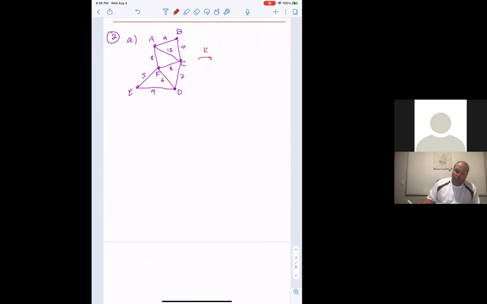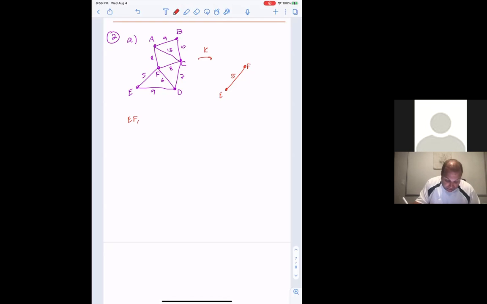Well, what does Kruskal's algorithm say? It says pick any edge of least weight. Unlike Prim's algorithm, where you can pick any vertex you want, in Kruskal's, you have to start with an edge of least weight. So an edge of least weight is 5. So we're going to start with EF. So EF is our first edge.